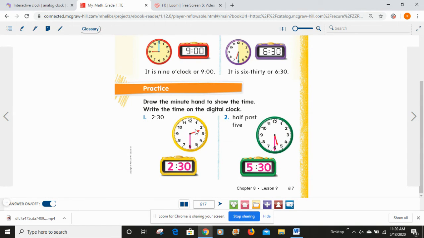So today you're drawing hands on a clock, or you're reading time on the clock to the hour and half hour. And remember, if it's the hour, the minute hand is straight up at the 12. And if it's at the half hour, the minute hand is straight down at the 6.